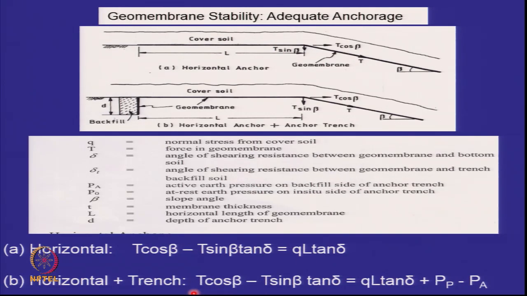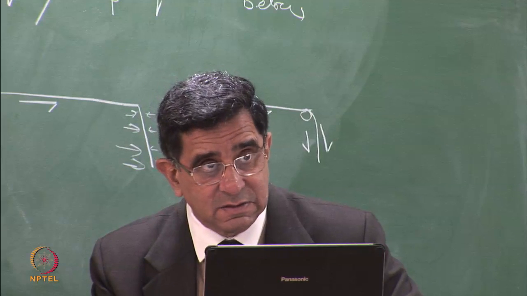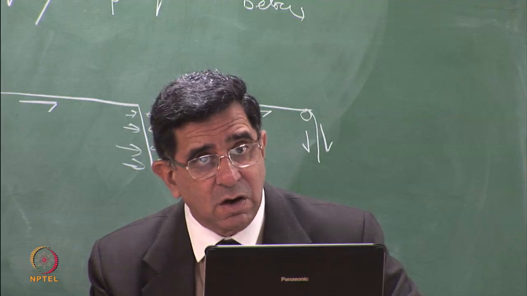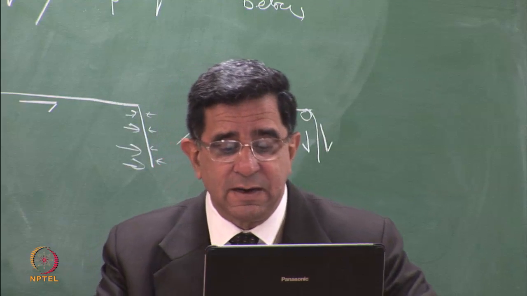And when there is a trench, T cos beta minus T sin beta, this equation is the same, plus PP minus PA. Passive pressure will develop here and active pressure will develop here. This is Koerner's approach. You'll have this on Moodle, so you can look at it more carefully. But if you have any questions, I can answer them. But unless you do model tests, it will not be refined.